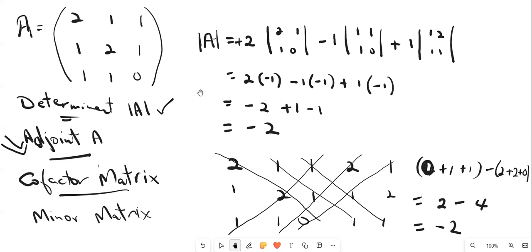I'll erase all of it and keep just the determinant, right? Let's do that. So the determinant is -2. Please keep that in mind.